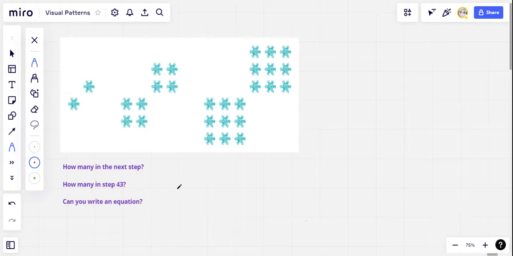Hello, everybody. We are back with another visual pattern challenge. So here is our visual pattern, bunches of snowflakes arranged here.